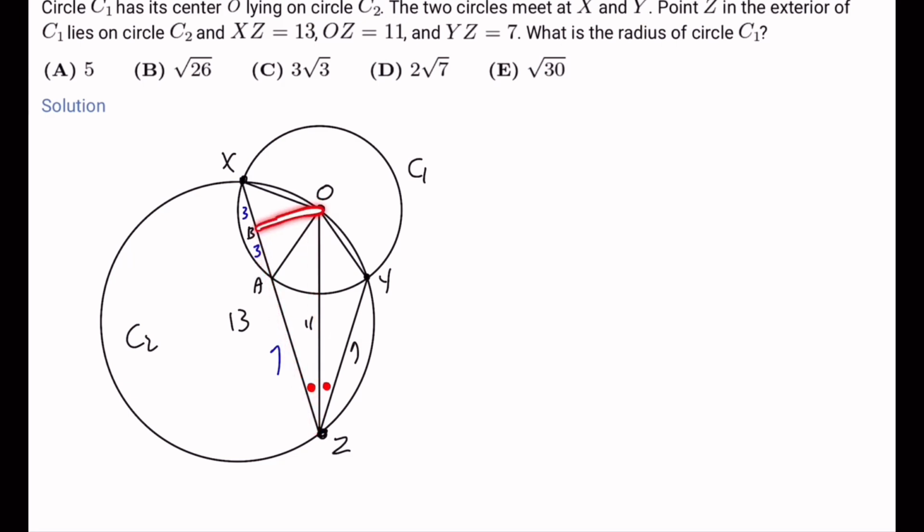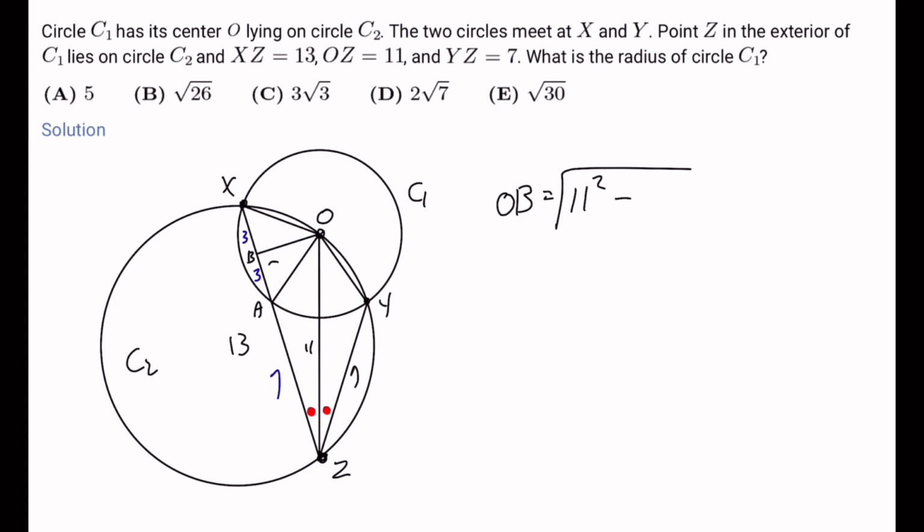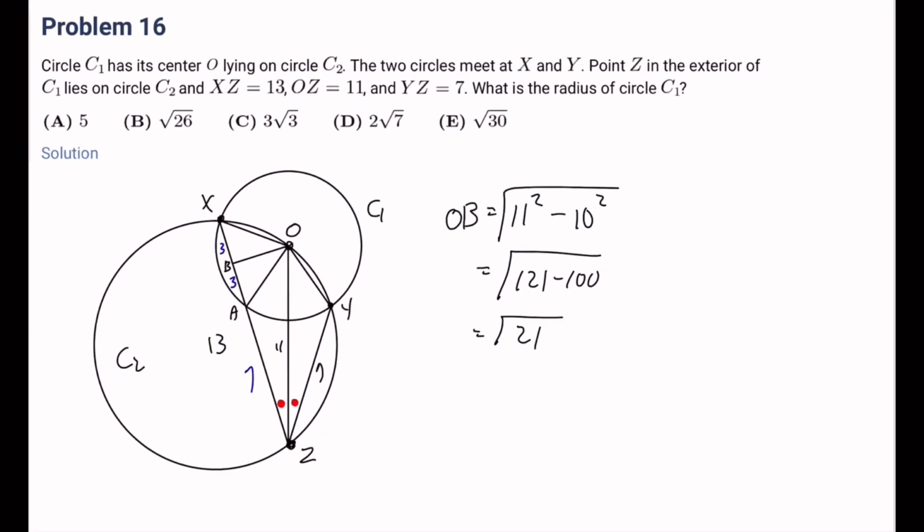And now we can get the length of OB. And so we can write that out. OB is going to be equal to the root of 11 squared minus 7 plus 3, which is 10 squared. So this is going to be root 121 minus 100. This is root 21. So OB is equal to root 21, like that.